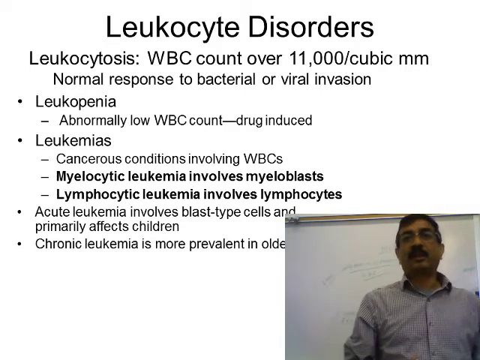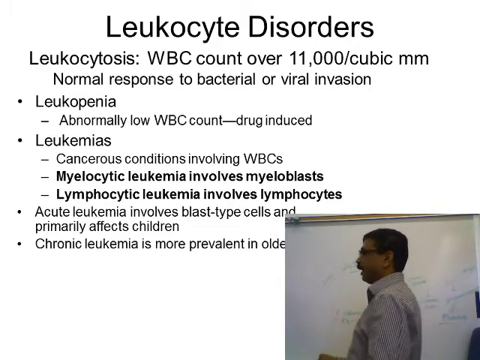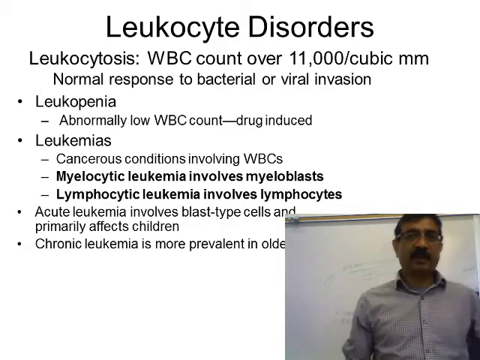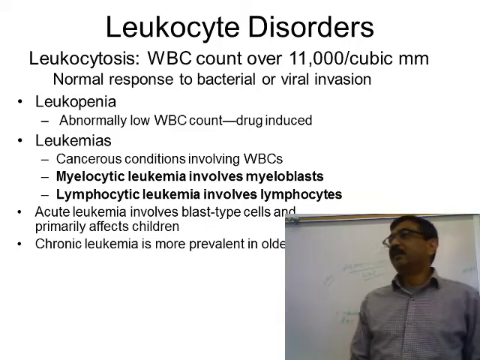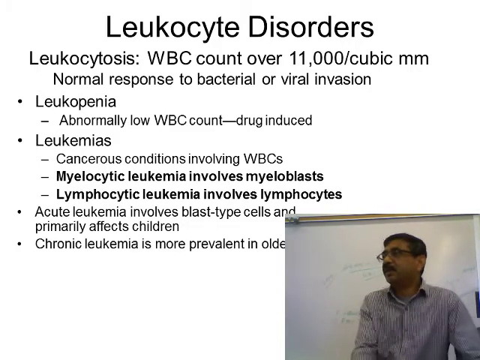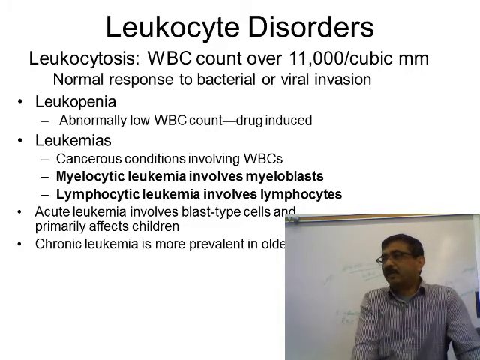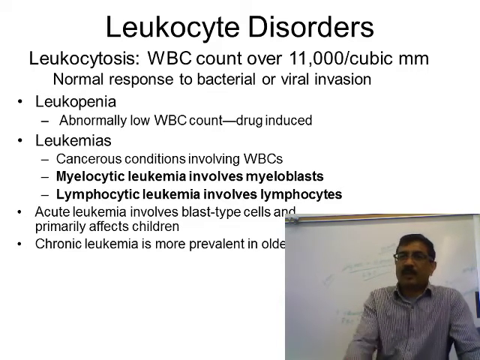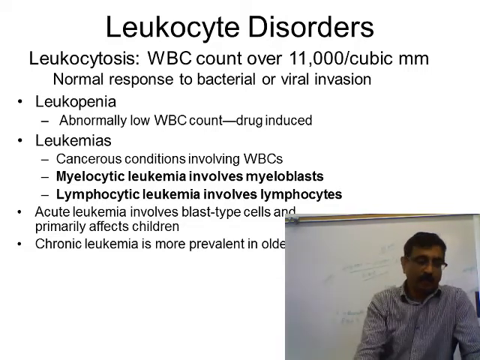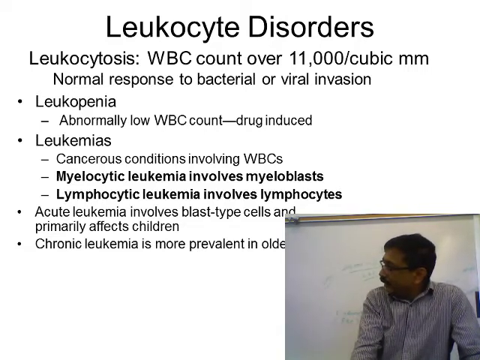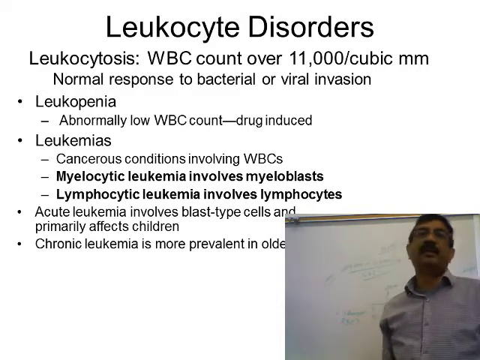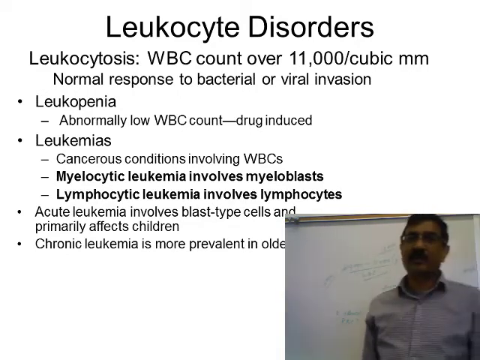Now, another clinical condition that is called leukemia, which is commonly known as blood cancer. In this case, the production of white blood cell is extremely high, very uncontrolled multiplication and production of white blood cells occur. So if you count, it's extremely high. And leukemia could be myelocytic and lymphocytic. So two types of leukemia.